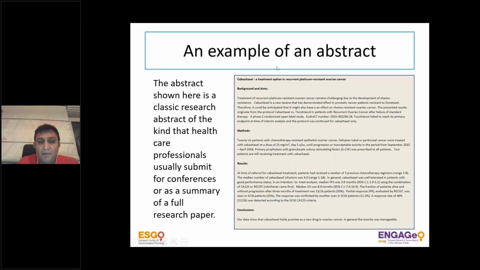This is an example of an abstract. This is how the doctors do it, so it's a classical research abstract done by doctors. It has a background and aim, it has methods, it has results, and it has a conclusion section.